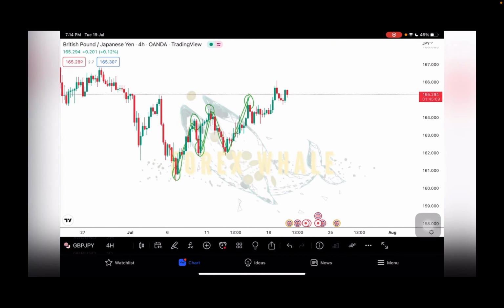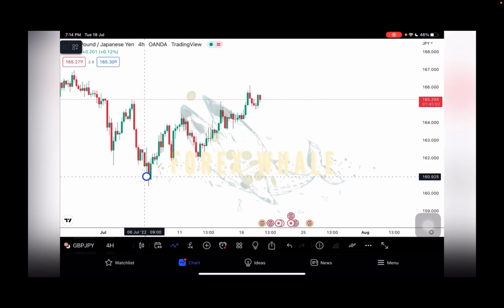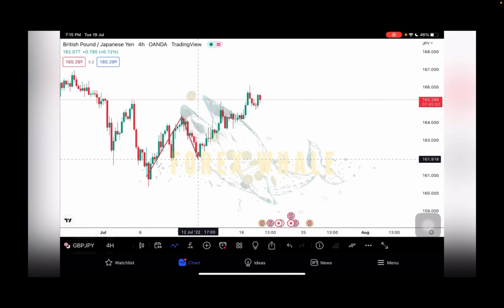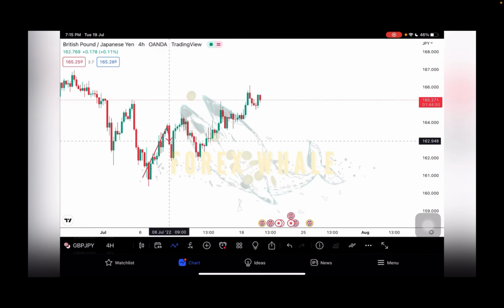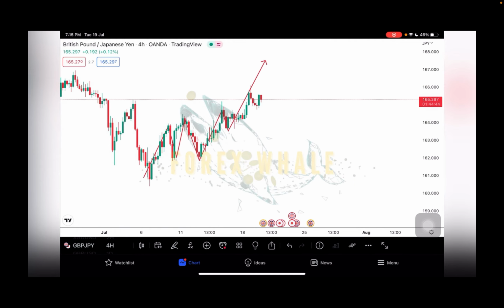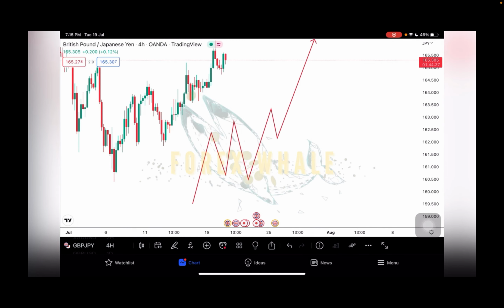Okay, so if I were to draw it using the tool called path, this one, it will look something like this, guys. Oh, wait, hold on a second. Let's do it again. So it looks something like this. Is price on the move to the upside? Yes.